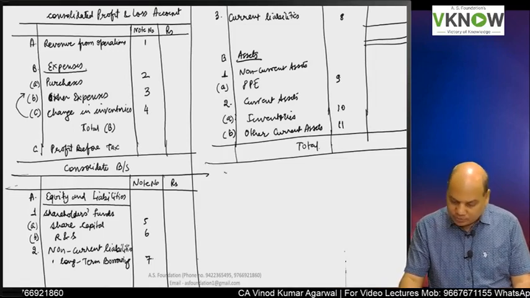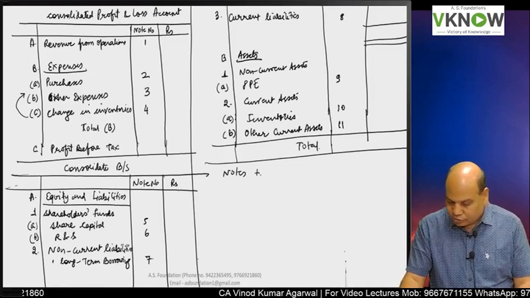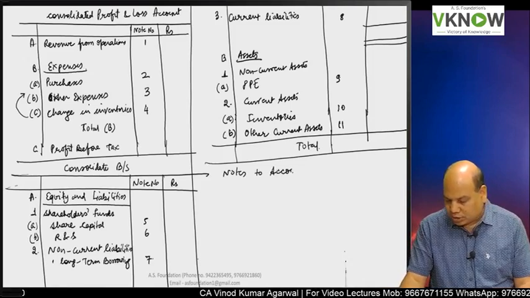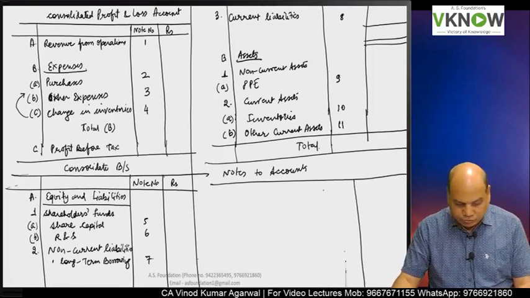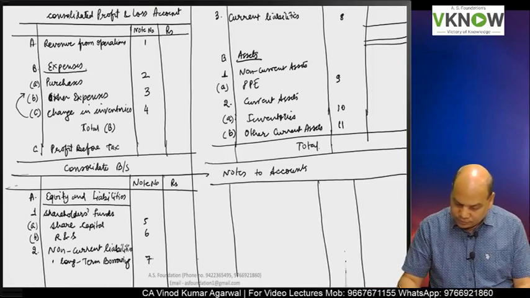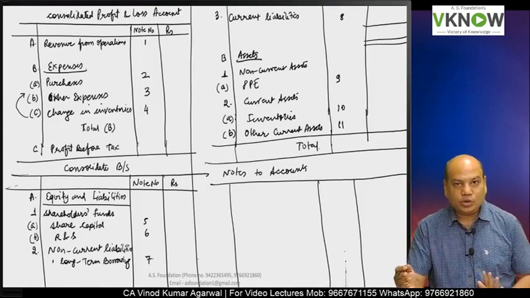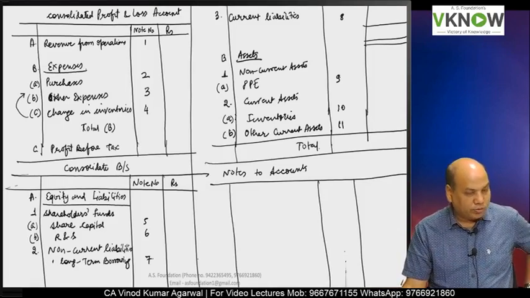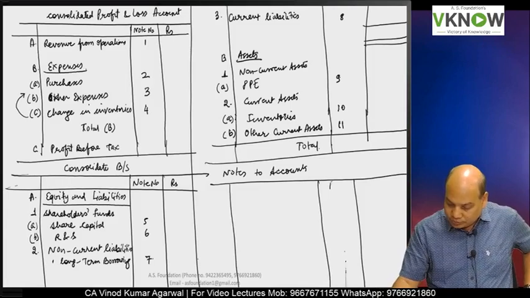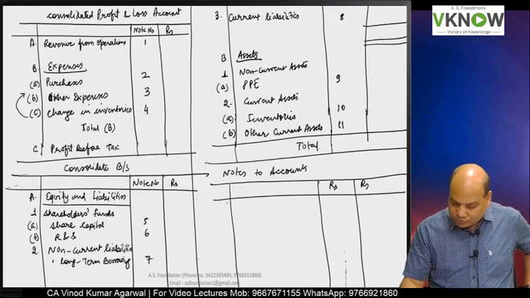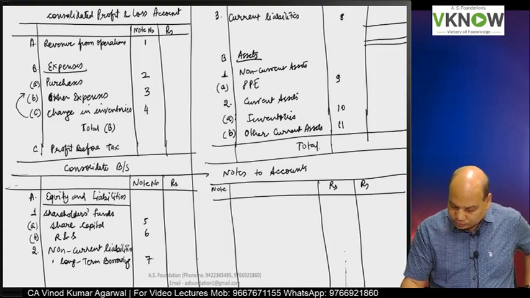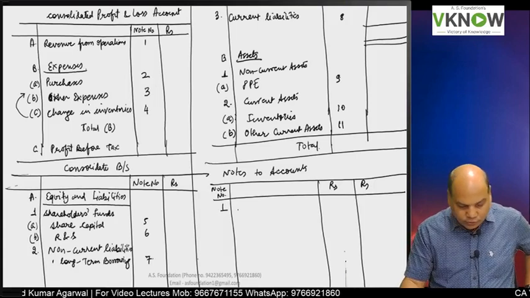Now I am going to prepare notes to accounts, and in the notes to account we are also going to show the breakup of all these items between the two venturers. The name of these two venturers are A and B. So that is the purpose. Note number 1, revenue from operation.